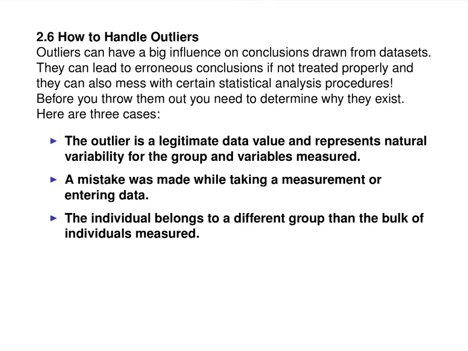So there are 3 cases. First is that the outlier could be a completely legitimate data value and represents natural variability for the group and variables measured. In this case, you can't discard it. You just happen to find somebody who is a little bit different. So unfortunately, you have to proceed with your outlier.